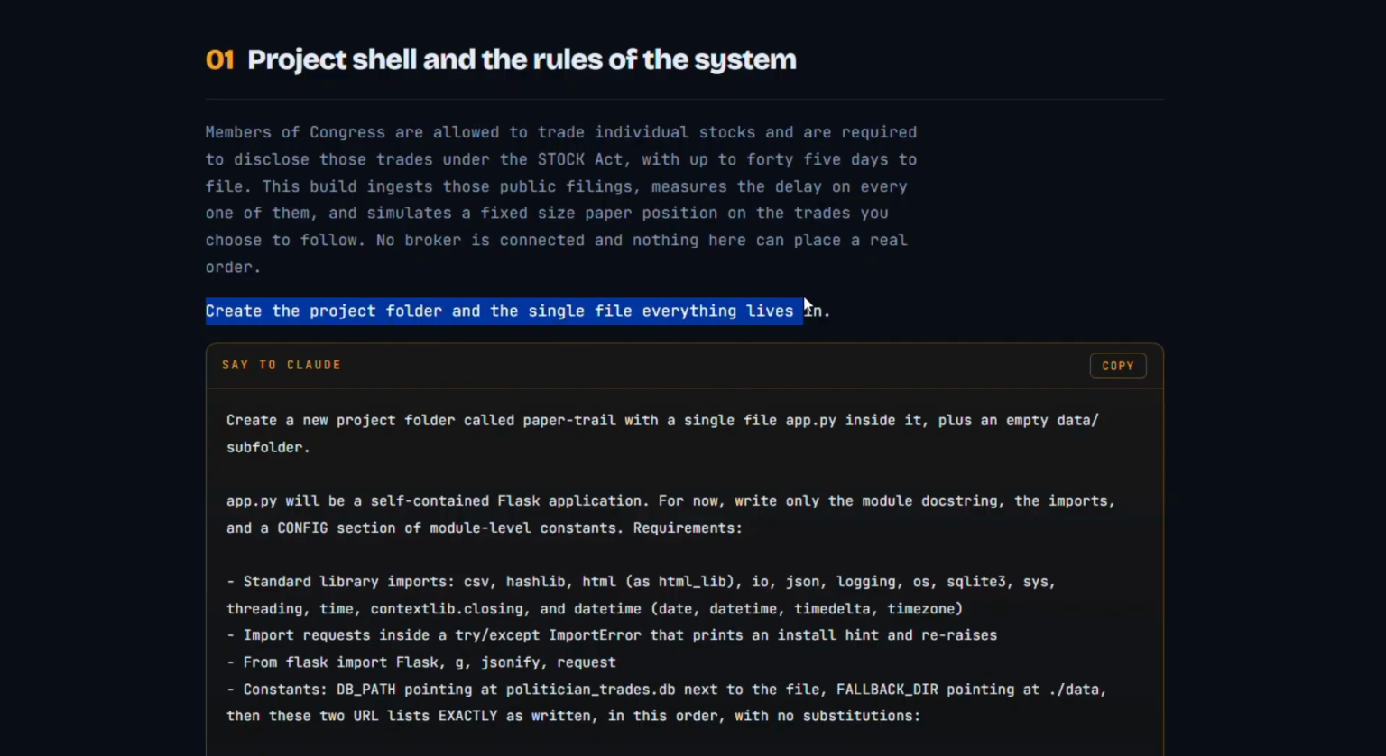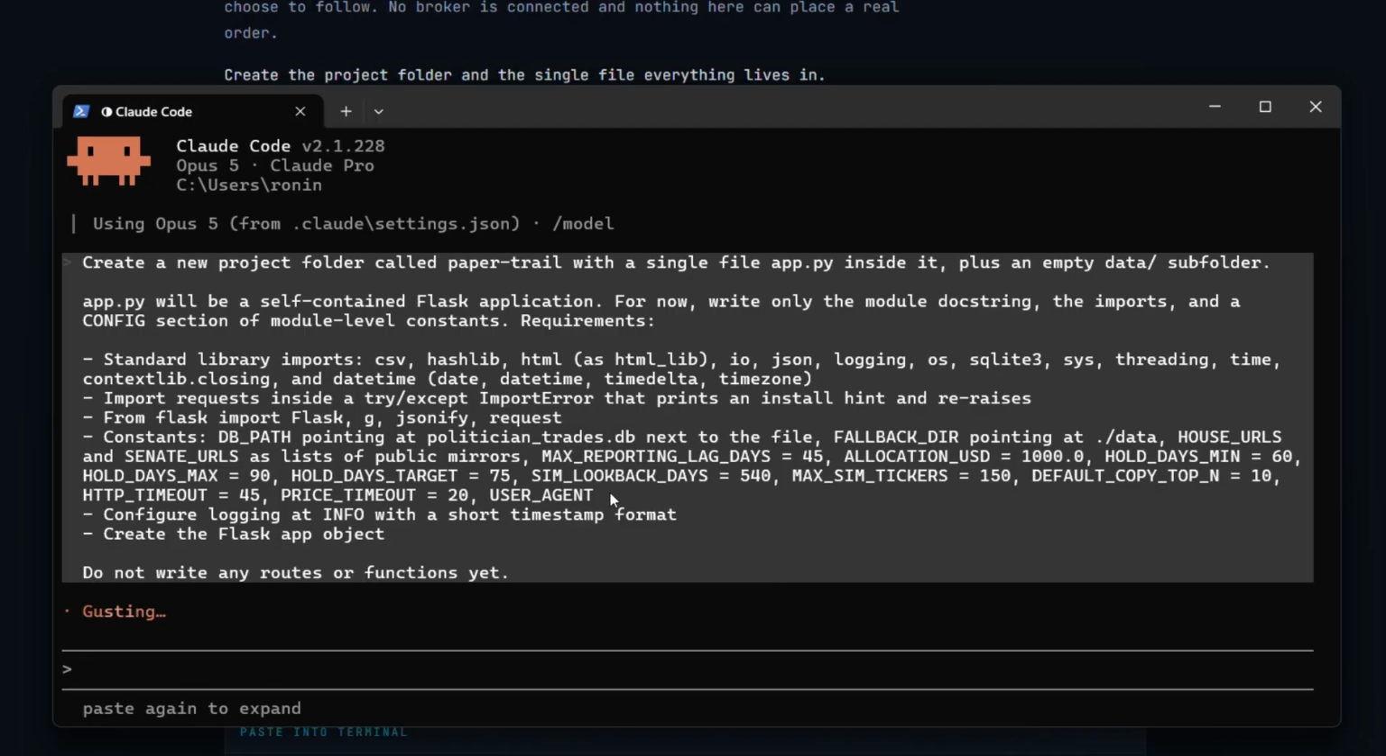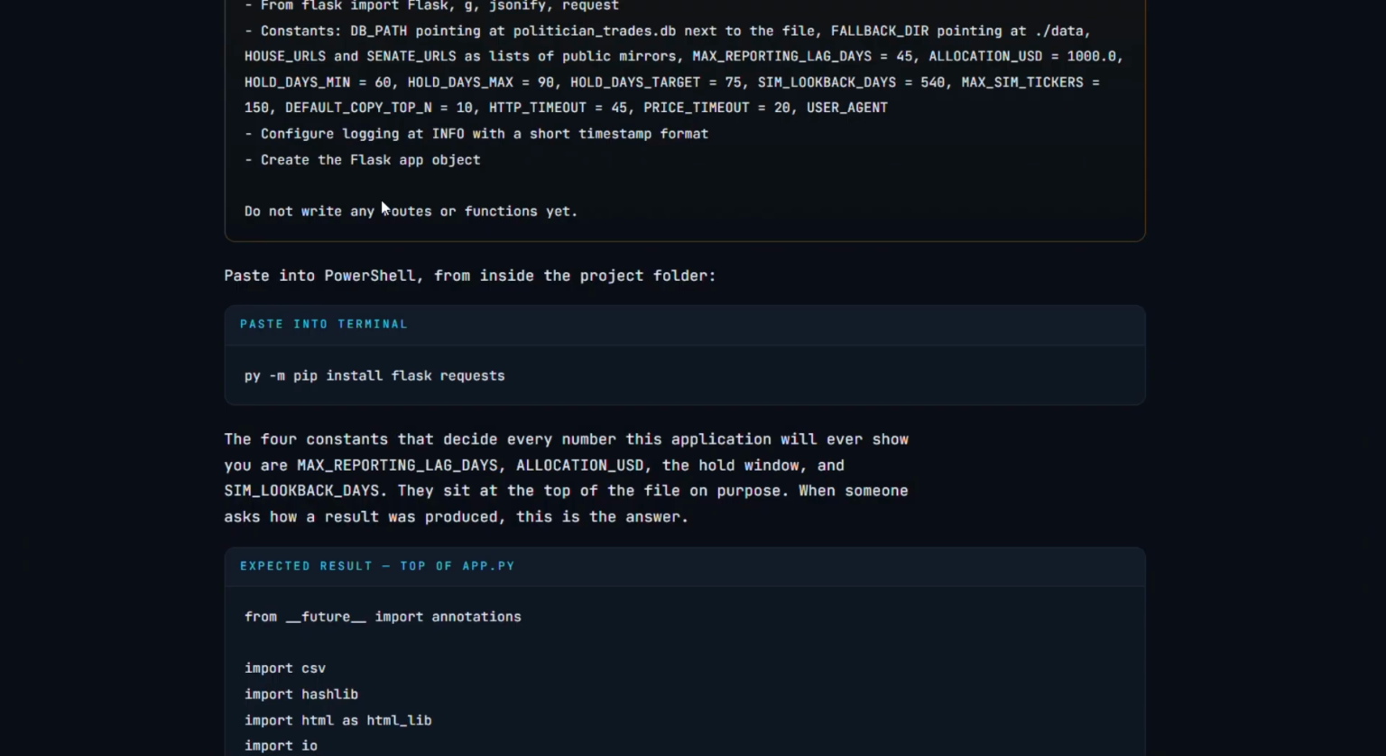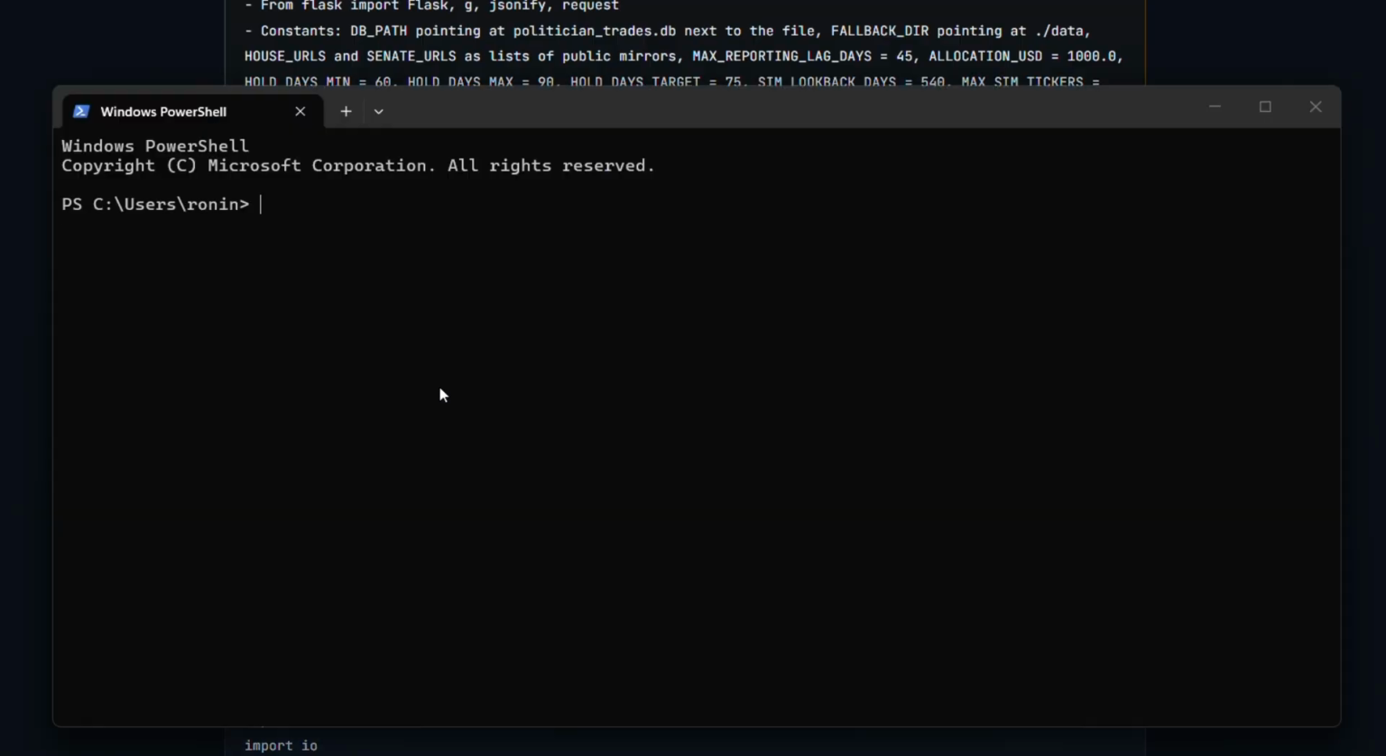First prompt creates the project folder and the single app file, and installs the two dependencies, Flask and requests. That is the entire dependency list. No data vendor SDK. No broker library, no charting package.